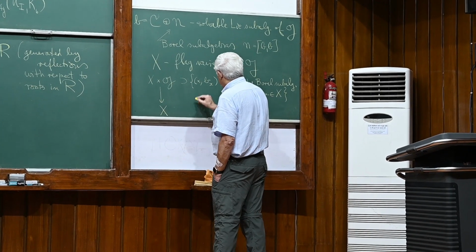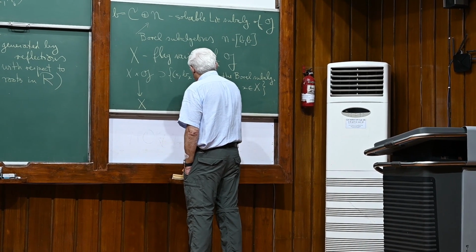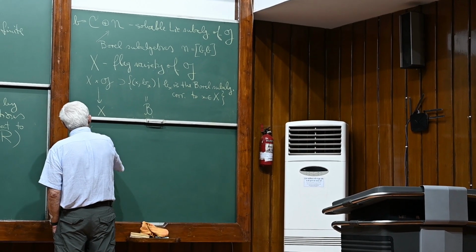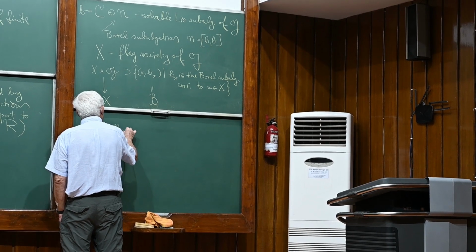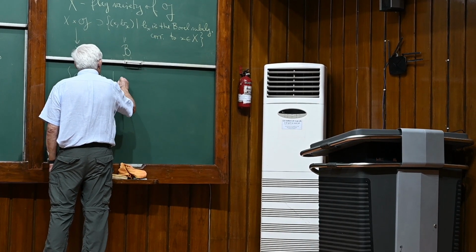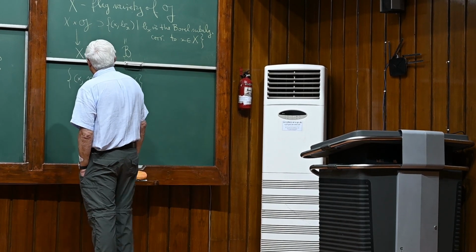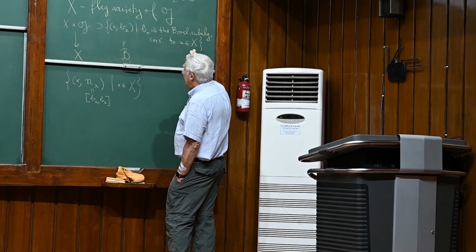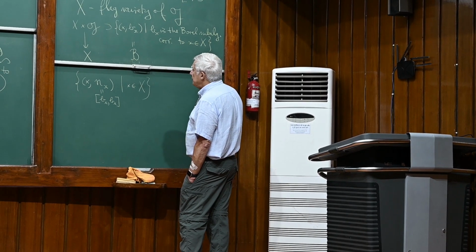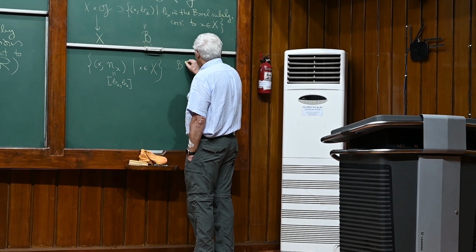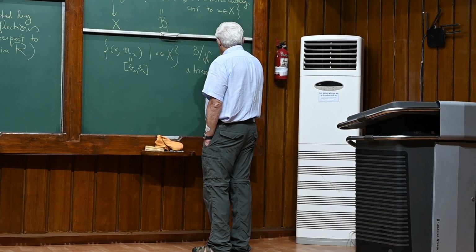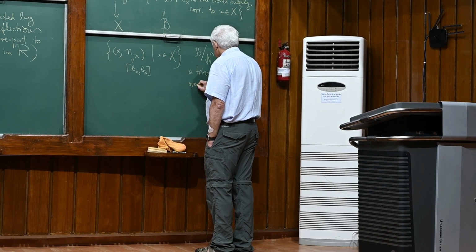Let me call this vector bundle B. Inside it, I can construct a subbundle which consists of x's and n of x's, where n of x is the commutator of b of x. This is again a homogeneous vector subbundle of this trivial bundle. And if you look carefully at conjugacy theorems, then you see that b mod n is a trivial bundle over X.